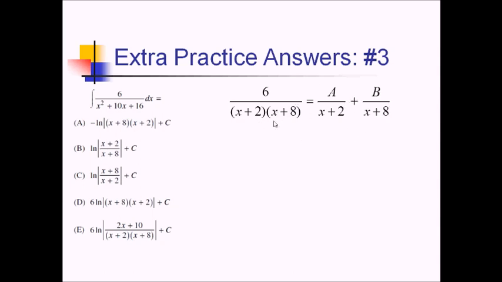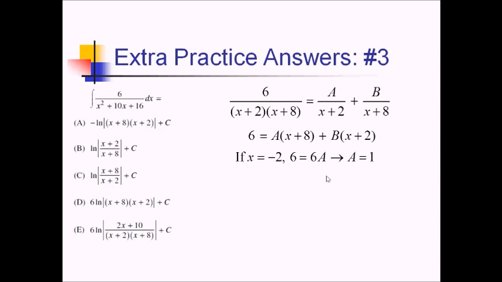Multiplying everything by the combined factor here, x plus 2, x plus 8. On the left, I've just got 6. And over here, x plus 2's cancel, so that's a times x plus 8, plus x plus 8's cancel, so b times x plus 2. Now I'm going to pick some x values to get a and b by themselves. So if I want to get rid of b, I pick an x value of negative 2. That leaves me with 6 equals 6a, a times negative 2 plus 8. That means that a equals 1.